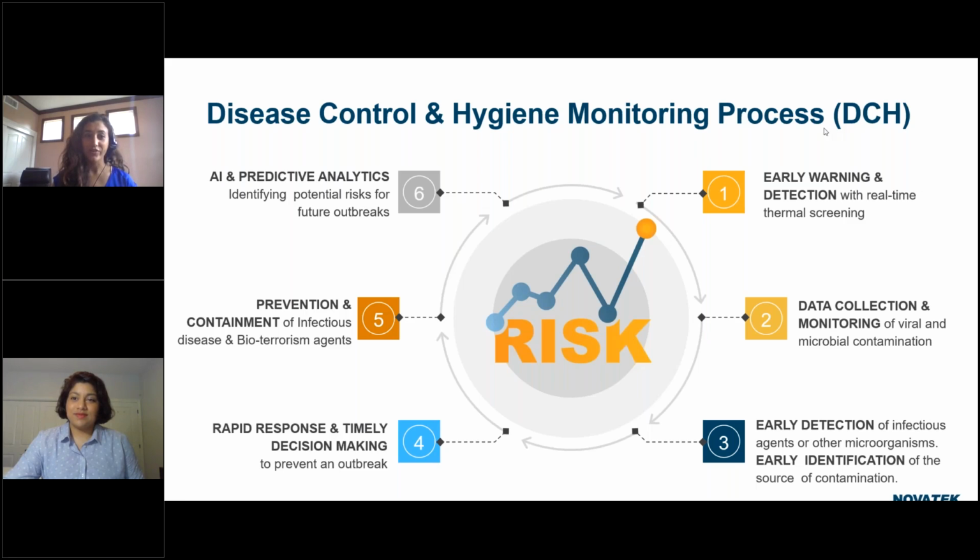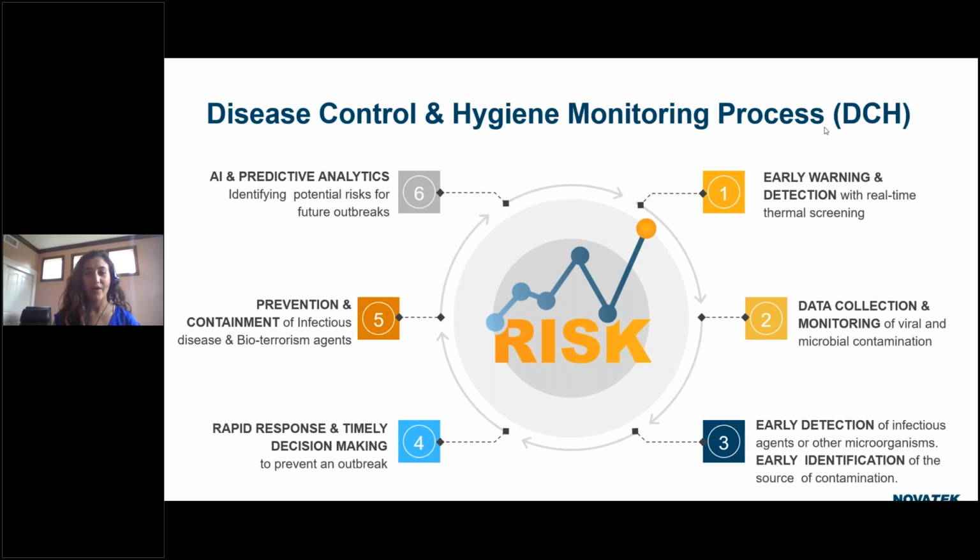So as Nisa introduced, Novatek is talking about a software solution for disease control and hygiene monitoring, which we like to call DCH. And I'll review a quick workflow of that application. First of all, we have early warning and detection through thermal screening. In other words, there can be thermal cameras placed at entrances of hospitals in order to detect both traffic count and people walking in with an elevated temperature.